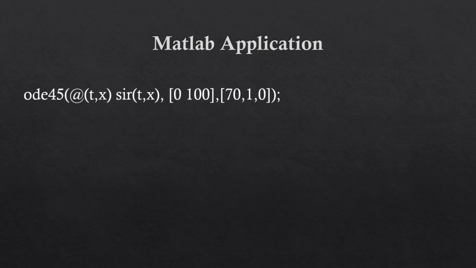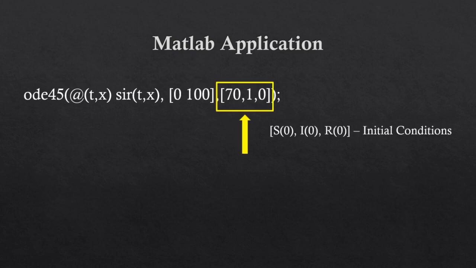We can use the ODE45 function in MATLAB to run the three differential equations simultaneously. Here's a brief description of each field. This is where we input our initial conditions for the x vector. The S of 0 is 70, which represents the population of Europe in millions. As previously stated, I of 0 has to be greater than 0, and we assumed that R of 0 is 0.